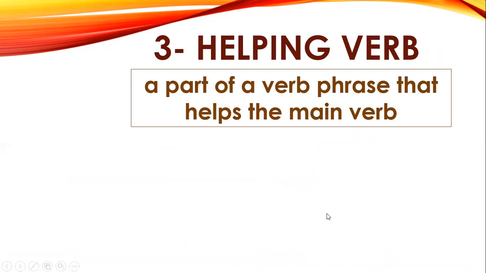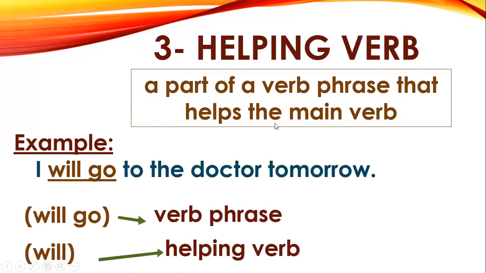Number 3, helping verb. So number 1, we said action verbs. Number 2, linking verbs. And now we have the helping verbs. What is a helping verb? It is a part of a verb phrase that helps the main verb. What does the word verb phrase mean? The word verb phrase means a verb that consists of more than one word.